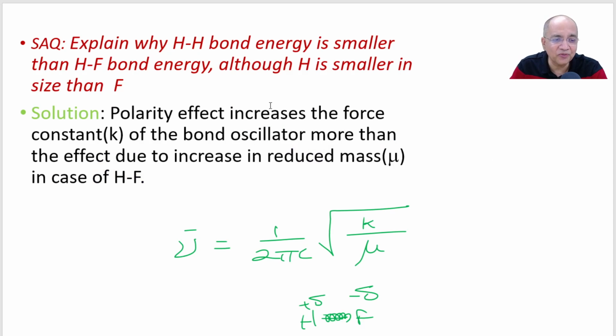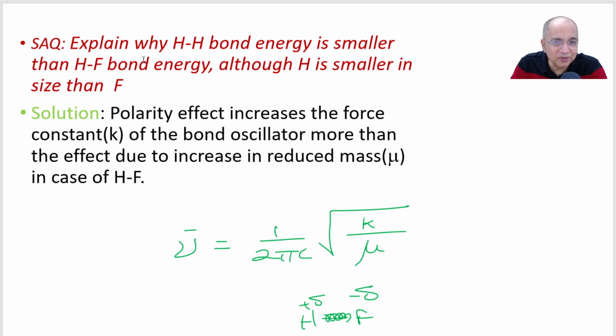Now I have a question for you. Why is the H-H bond energy smaller than the H-F bond energy? You can answer it. In H-H, the two atoms are so small, but it is non-polar. Fluorine is undoubtedly larger size-wise, but mass-wise it is much greater. It is 19 times greater than the hydrogen atom.